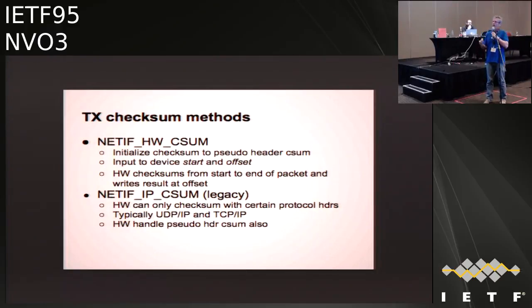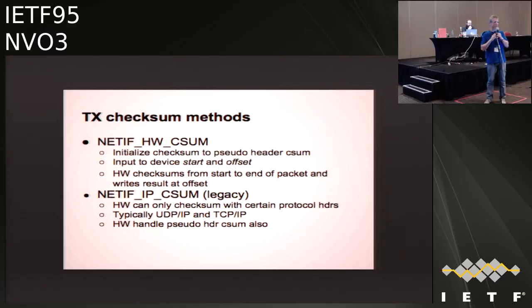So on transmit, as I mentioned, there's a protocol agnostic and a protocol specific one. The protocol agnostic one is called hardware checksum. Basically, this is where we tell a device, here's the starting point to checksum, here's where to write the value, go ahead and do the calculation and write the value. So it doesn't need to know about the protocol. The software will set up the pseudo header checksum in the field, and it's taken care of. So this is a way to do a very generic offload of one checksum in a packet.